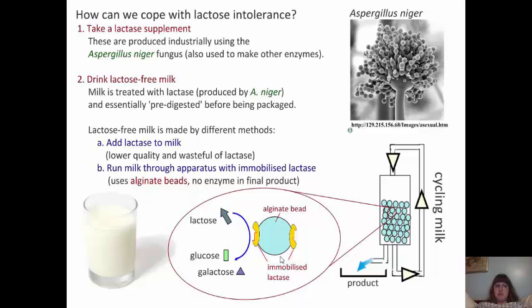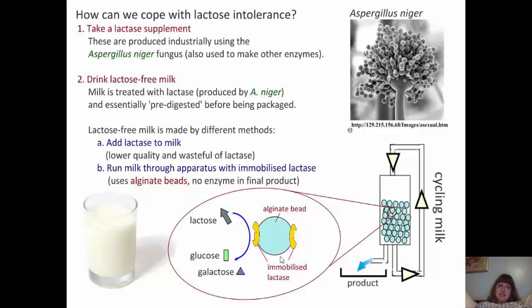You can drink lactose-free milk. There are a couple of different ways to make milk lactose-free. One is milk that has been given lactase, and essentially the lactase, also produced by the fungus, pre-digests your lactose before it's packaged. Before it's packaged, the lactase is added, and then the lactase is able to break the bonds between the glucose and the galactose. But there's another way.